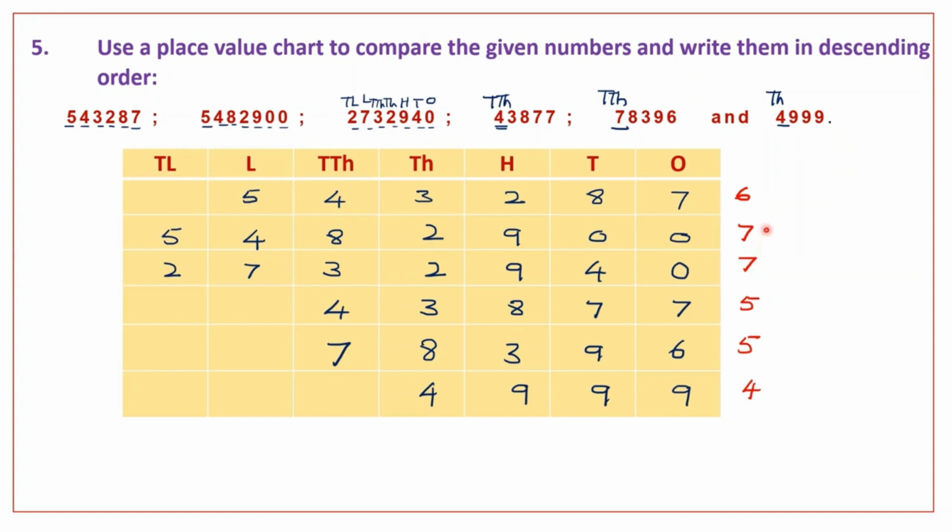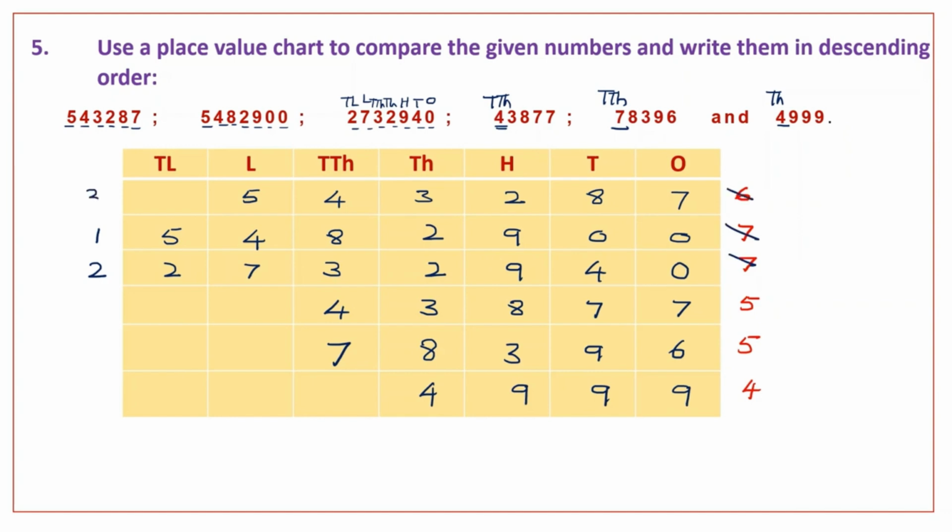For that, if the number of digits is the same, we have to go to the extreme left and check the numbers there. So in the 10 lakhs column, for this number we have 5 and for the next number we have 2. Which is the bigger number? 5 is the bigger number. So 5 should be written first in descending order, and then the one starting with 2 will be written. So this is the second number. So we have finished with numbers having 7 digits. Then we go to the number having 6 digits, and that is the first number there.